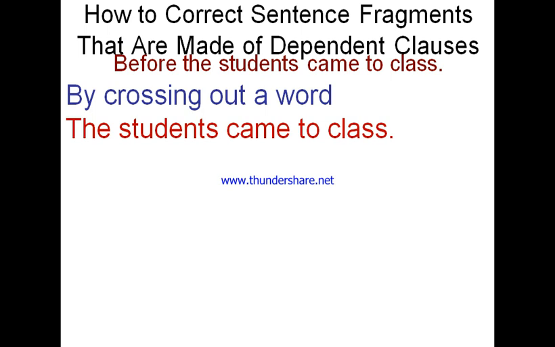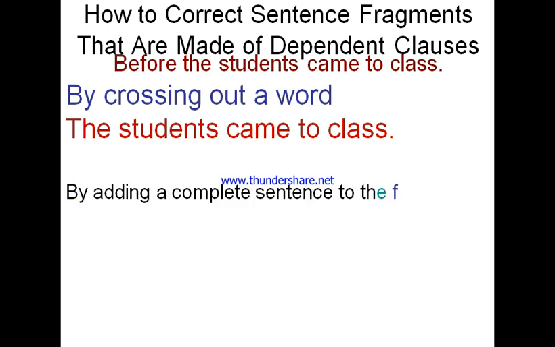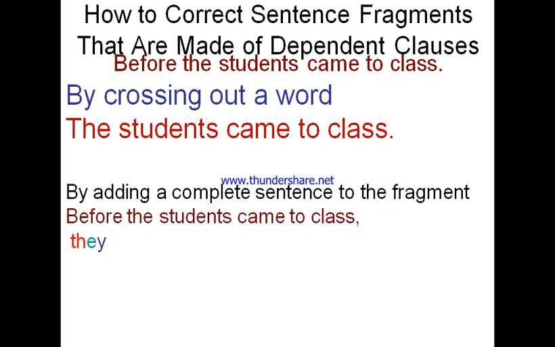Or we can just add another complete sentence to which this incomplete sentence can add more meaning and it can depend on. For example, before the students came to class, they lined up in the playground. Now we have a complex sentence which has both a dependent clause and an independent clause.